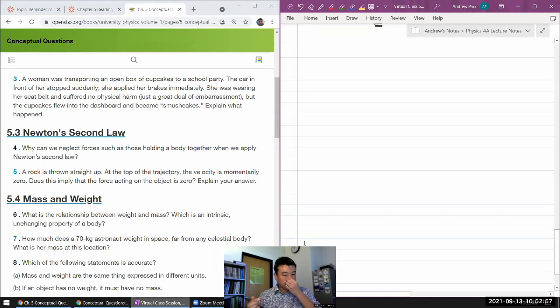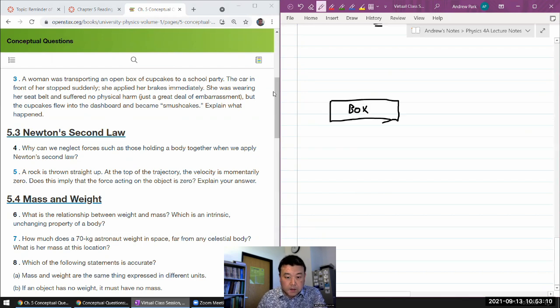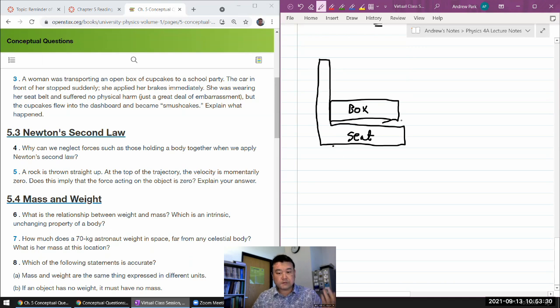The situation is described as someone was transporting a box of cupcakes. Okay. So I have a box of cupcakes. The car in front of her stopped suddenly. She applied the brake immediately. She was wearing her seatbelt. Okay. So I guess the easiest thing for me to do is imagine this box of cupcakes resting on the seat. This is the seat of the car, and the larger car.